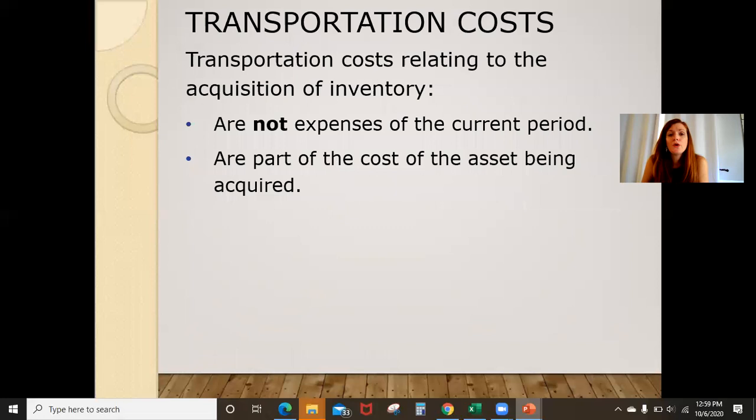Some other important notes to make is transportation cost. So the cost that relates to actually going and getting the inventory or then shipping it to us, they are not expenses of the current period. They are part of the cost of the asset being acquired. So what that means is it's part of inventory. So the cost of shipping that inventory to us is actually going to be included in our inventory.